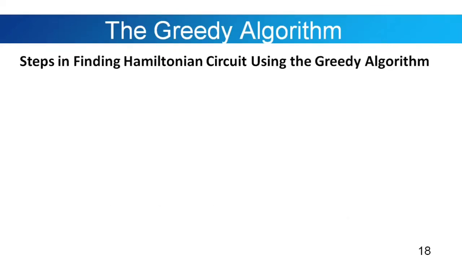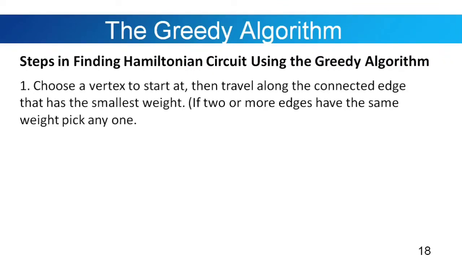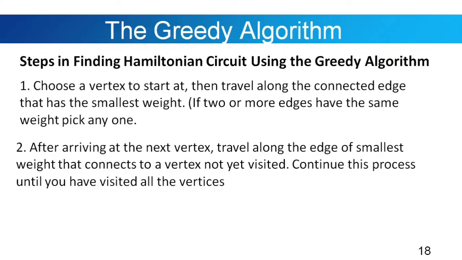Steps in finding Hamiltonian circuit using the greedy algorithm. First, choose a vertex to start at. Then travel along the connected edge that has the smallest weight. If two or more edges have the same weight, pick any one. Number 2. After arriving at the next vertex, travel along the edge of smallest weight that connects to a vertex not yet visited. Continue this process until you have visited all the vertices. And lastly, return to the starting vertex.